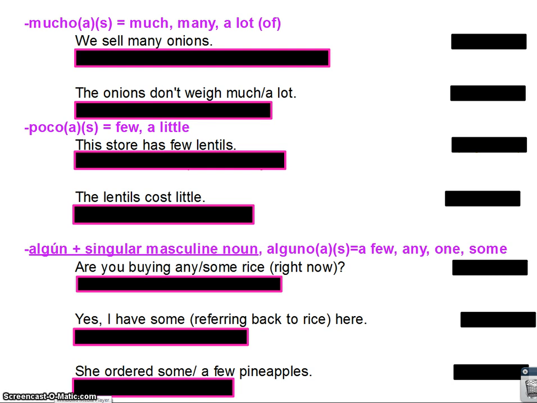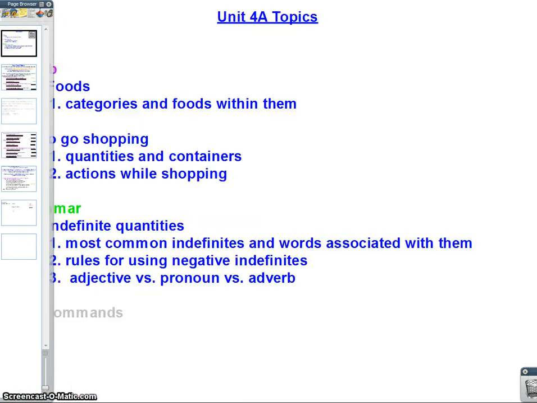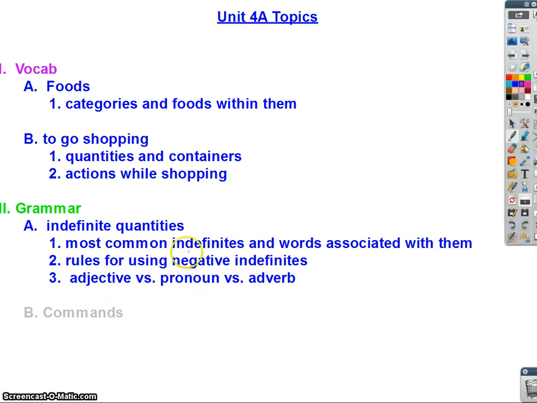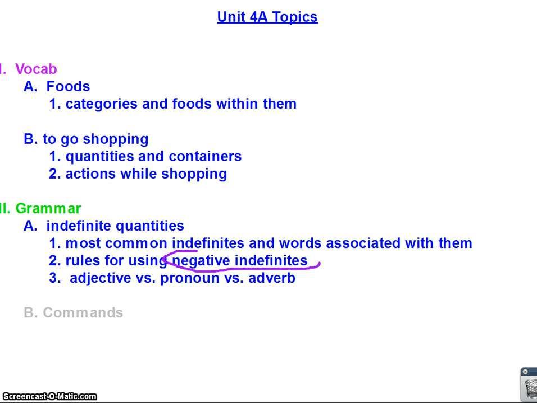Alright, that's it for this set of notes. We still need to talk a little bit more about indefinites because if I go to your topics list, we've talked about some of the most common indefinites, and we talked about adjective versus pronoun versus adverb, but we're still going to need to talk about negative indefinites. But because this video has already lasted 8 minutes, I'll save that for a separate video later, and we'll get to those after we've discussed these.